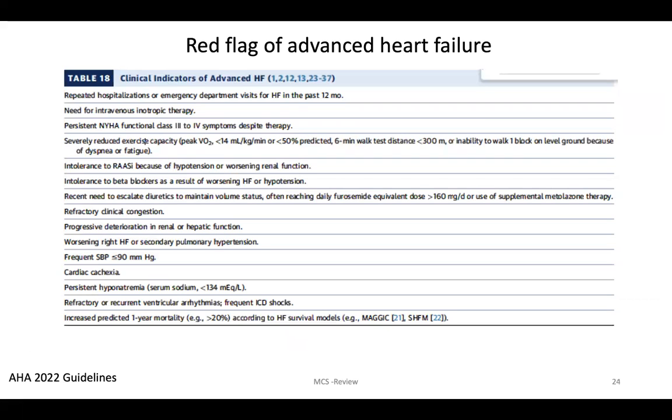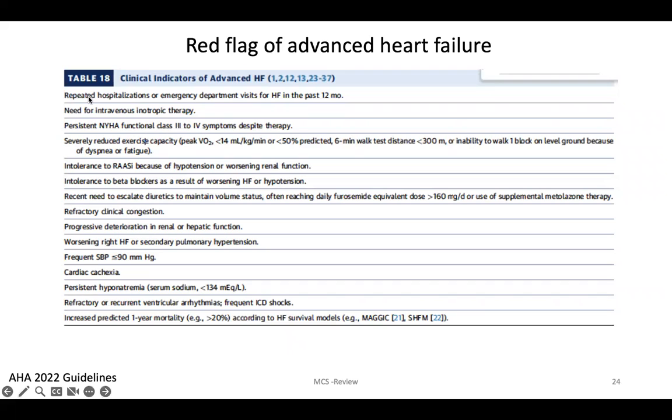Okay. So here I put some slides. It's a general consideration, but I think you really need to be familiar with it. You really need to know what the red flags for advanced heart failure are. You may have a question about that, saying, okay, this patient has this condition, or just ask you what the red flags for advanced heart failure are, or just present you a patient with those characteristics.